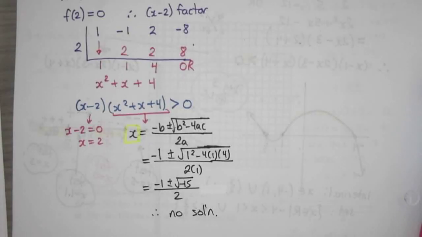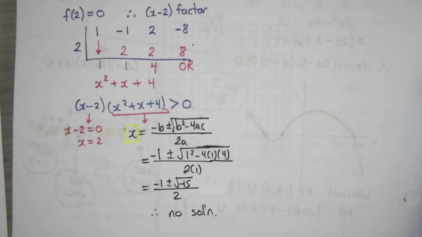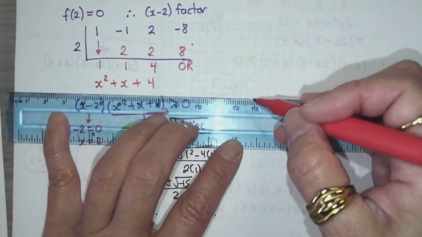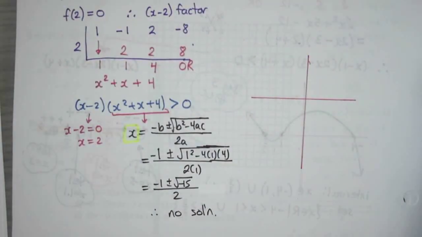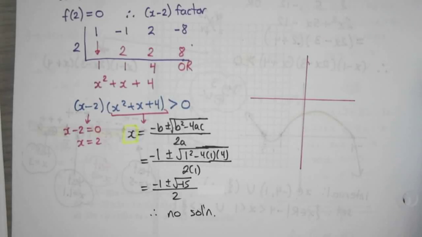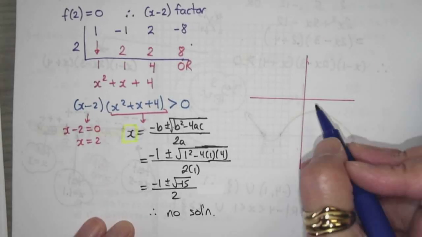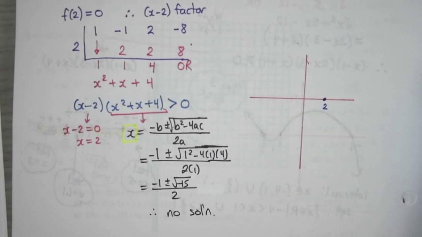You might get an answer out of that. I didn't, which means that when I graph this, I took each one, set it equal to 0, just like we did before. When I graph this, I only get one x-intercept.